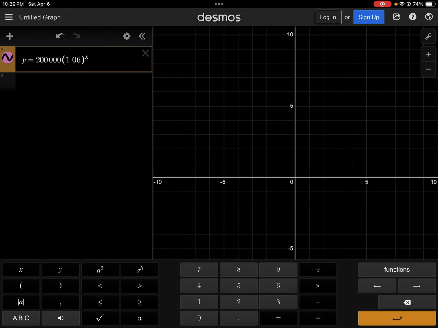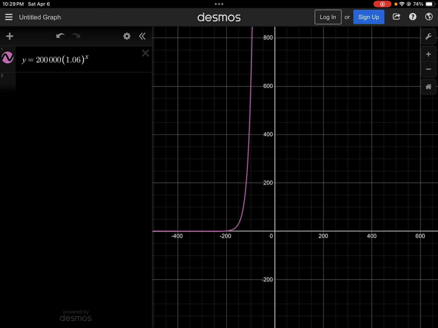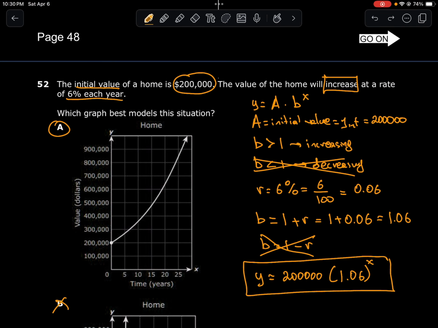Let's see if I can figure it out. Oh, here's the graph. But look at the scale. It goes 200 on the x, every big division is 200. Looks like I have the same scale on the x and y. Let's look at the first one that I suspect is the correct one. It goes from 0 to 25, 30 on the x, and 0 to 1,000,000 on the y.